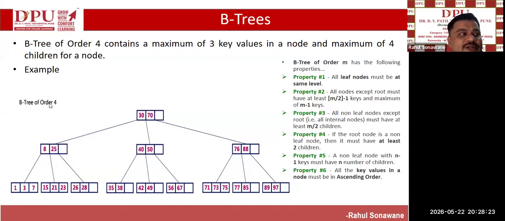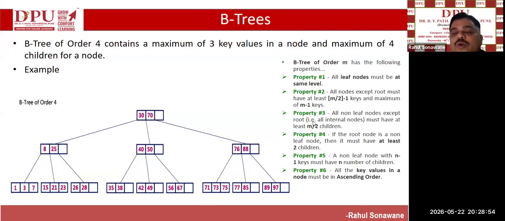Second property, all nodes except root must have at least m by 2 minus 1 keys. The order of my B-tree is 4, so m by 2 will be 2, minus 1, that is 1. At least 1 key and maximum 4 minus 1, that is 3 keys. So everywhere at least 1 key is there, and maximum 3 keys, like you can see in this node maximum 3 keys are there. Here also 3 values, here also 3 values. So the second property is followed.